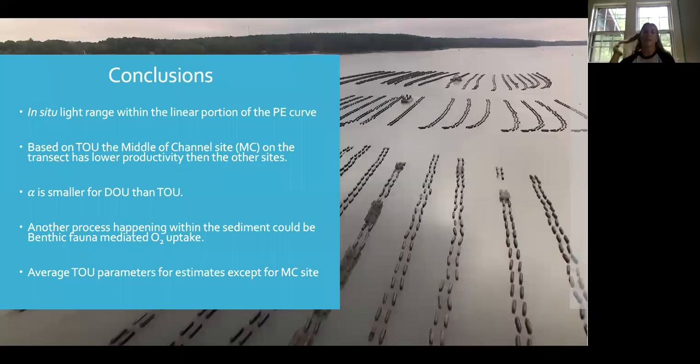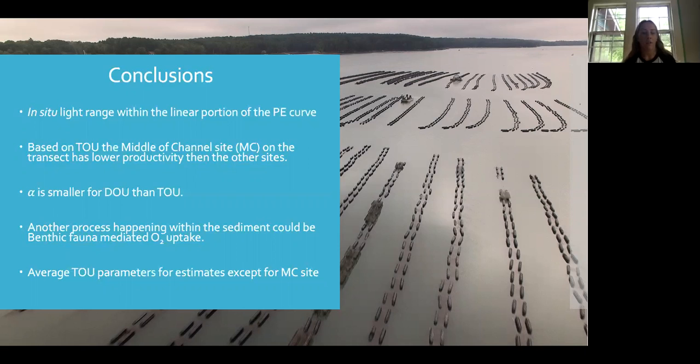The conclusions from this are that the in situ light range from 6 to 100 micromole photons is within the linear portion of the PE curves, and alpha is the main concern then. Based on the TOU, the middle of the channel site on the transect has lower productivity than the other sites, which is also what was expected because it receives the least amount of light based on the in situ natural light range, and it is lower, basically ranging around 10 to 20 micromole photons, even at midday at the highest time.